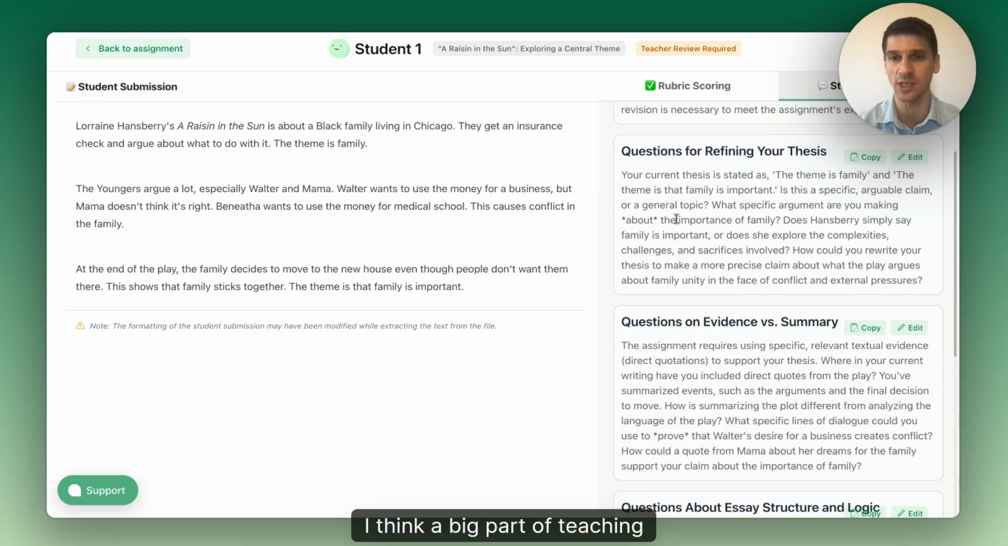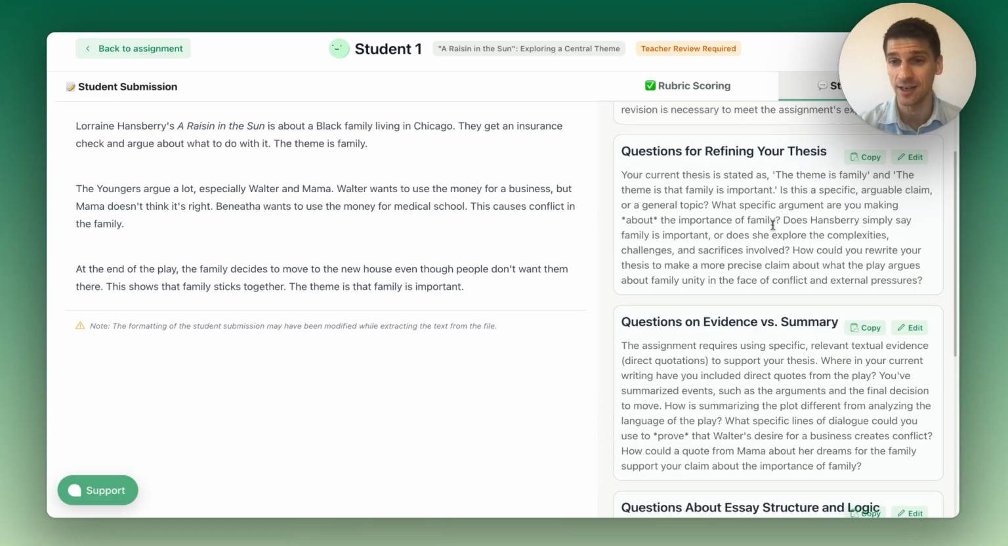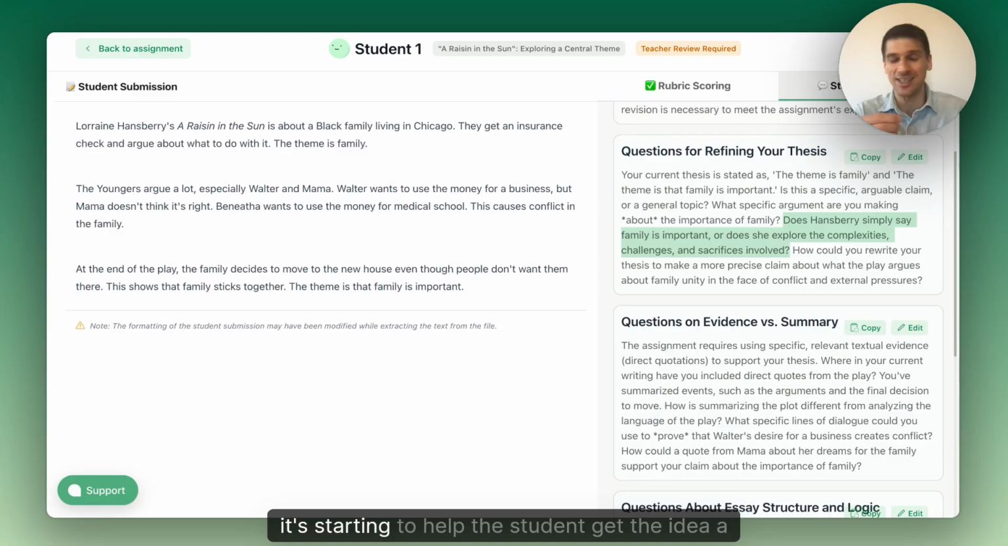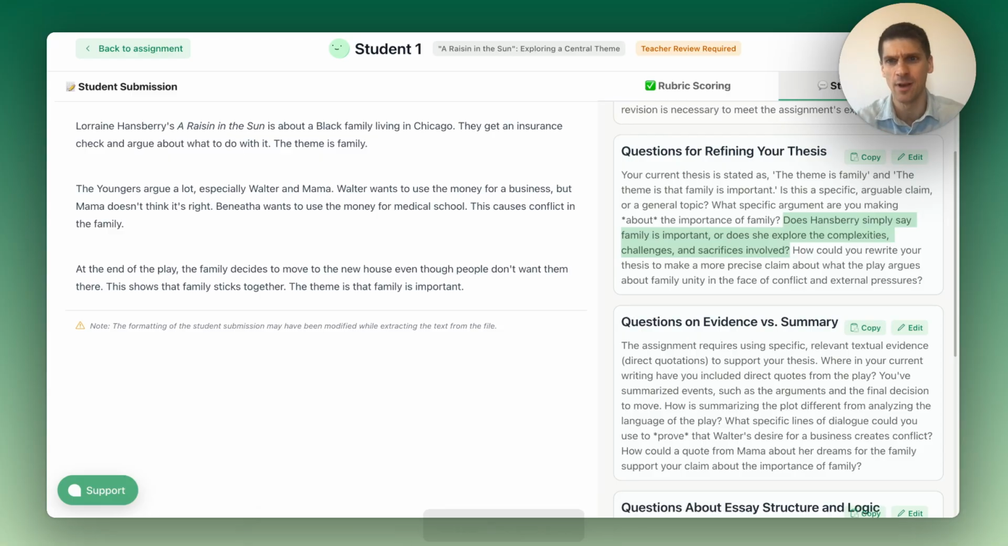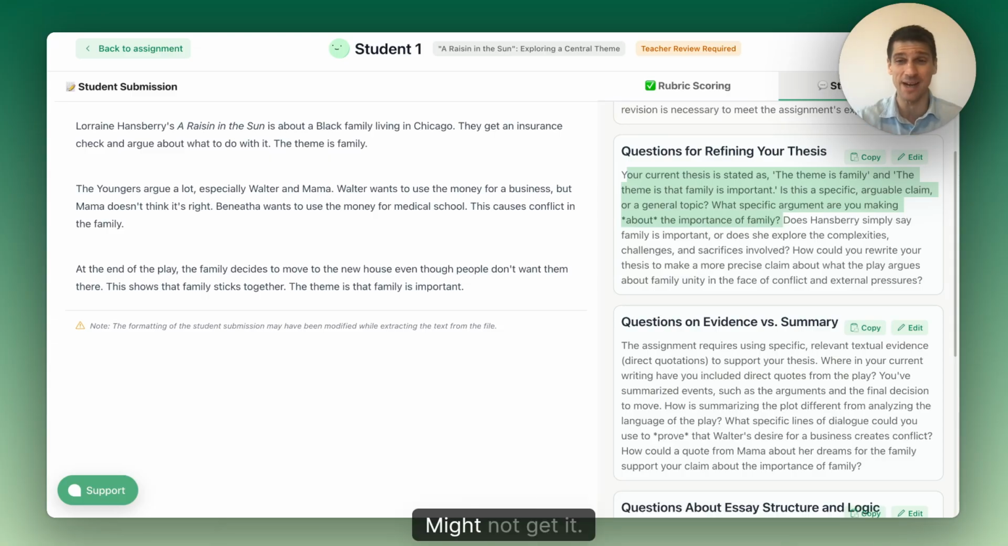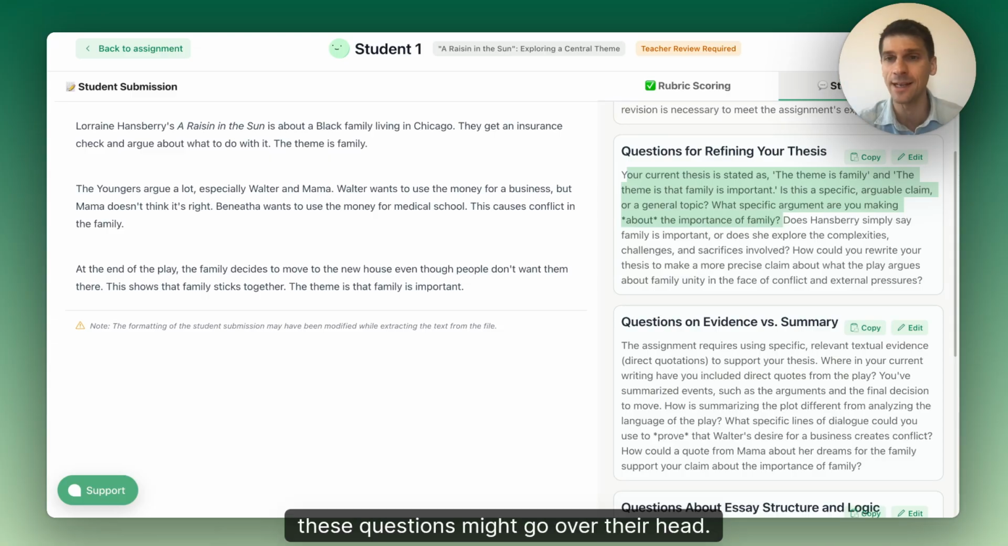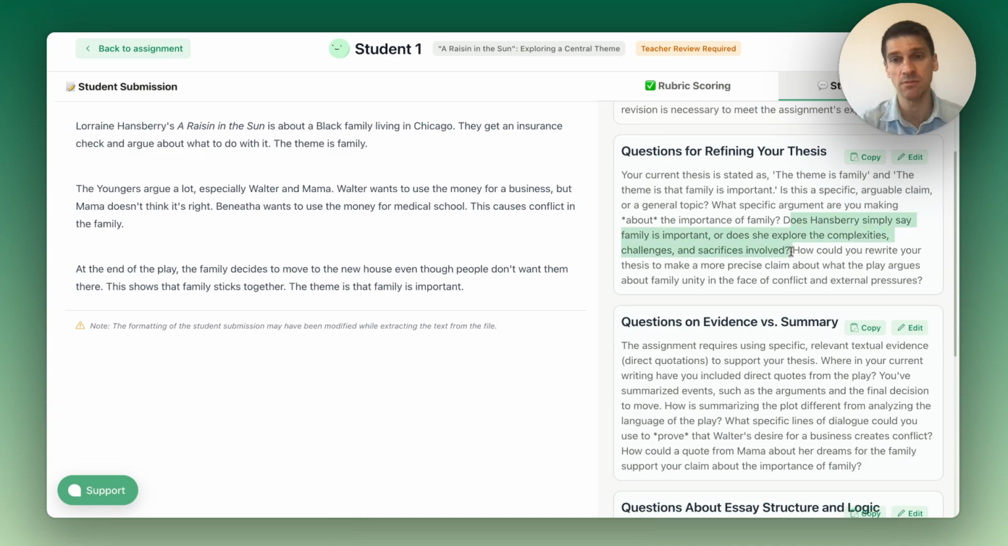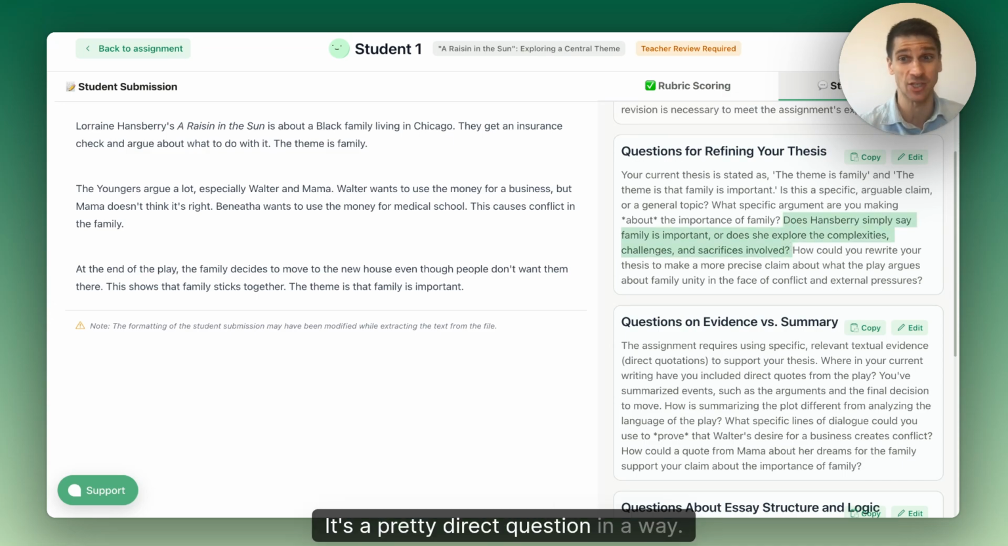I think a big part of teaching is to teach kids about what this word general means, general versus specific. It goes on, what specific argument are you making about the importance of family? Does Hansberry simply say family is important, or does she explore the complexities, challenges, and sacrifices involved? Okay, here in this question, it's starting to help the student get the idea a little bit more. I was kind of worried with these questions here that maybe this student who's struggling, honestly, right, might not get it. Like these questions might go over their head. But then this question, it really spells it out for them. It's a pretty direct question in a way, right?